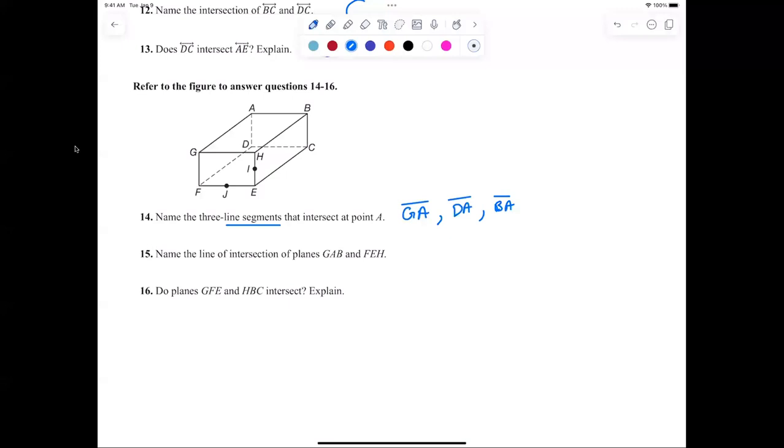Now it says name the line of intersection of planes GAB and FEH. GH. Line GH. Now, I always try to tell kids, if you're ever having trouble, draw GAB. Here's GAB, correct? So it's talking about the top plane. Do we agree? Right? And then we're going to say FEH. So I find FEH, and then I highlight that.